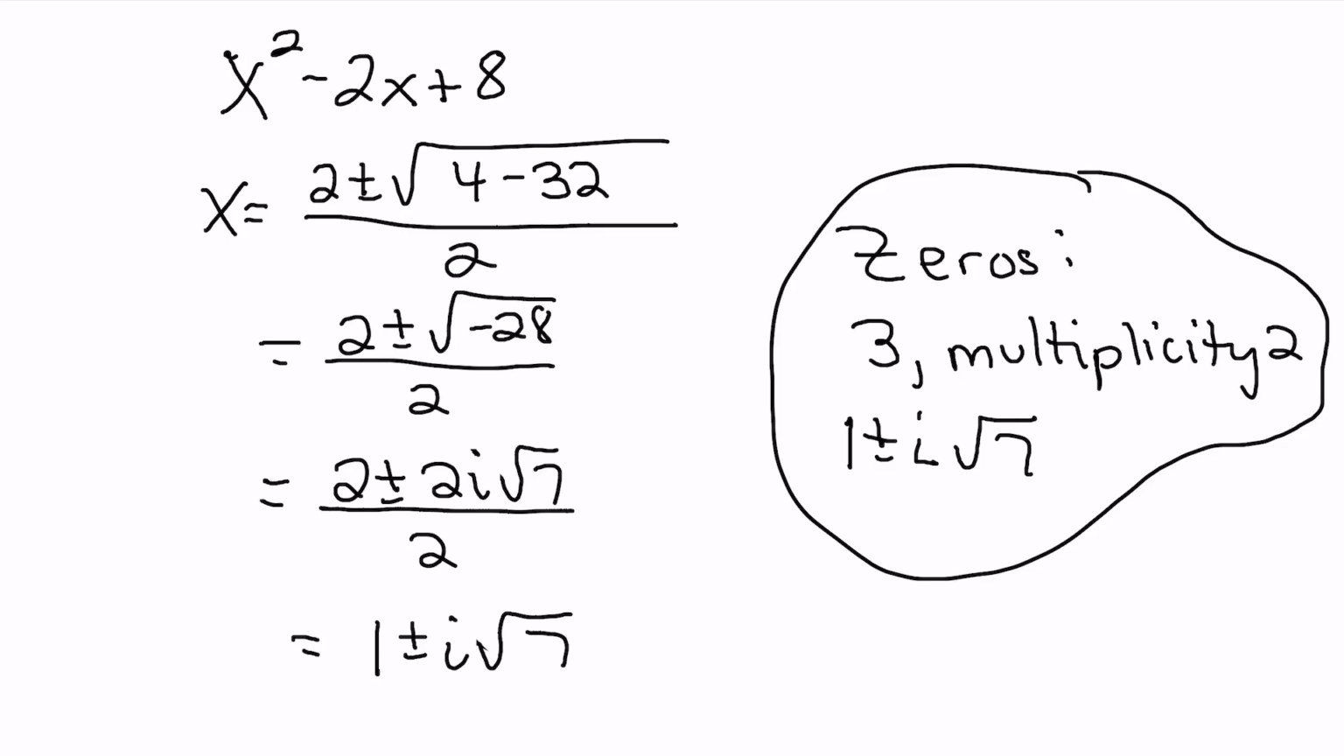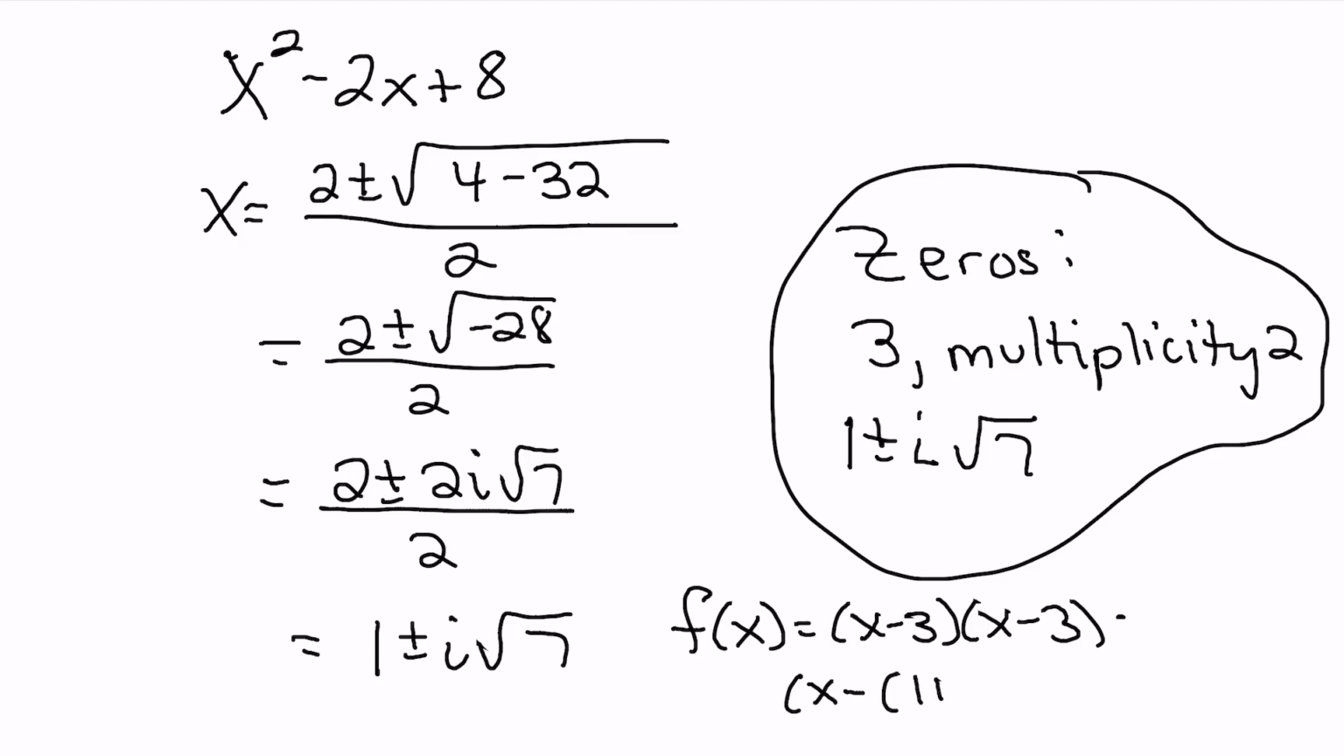So I went through and found that 3 worked. And it turned out 3 worked again. So that's multiplicity 2 there. And then the 1 plus or minus i square root of 7. And if you wanted to write it in factored form, you could do x minus 3, x minus 3, x minus 1 plus i square root of 7, x minus 1 minus i square root of 7. So you could do that.